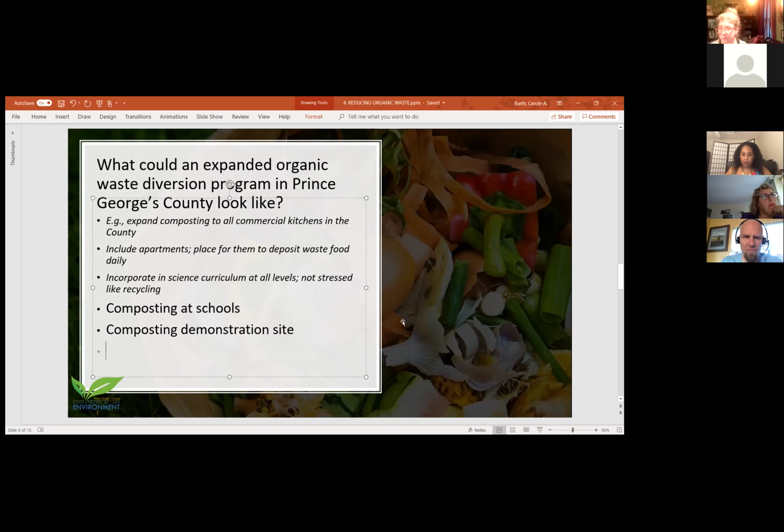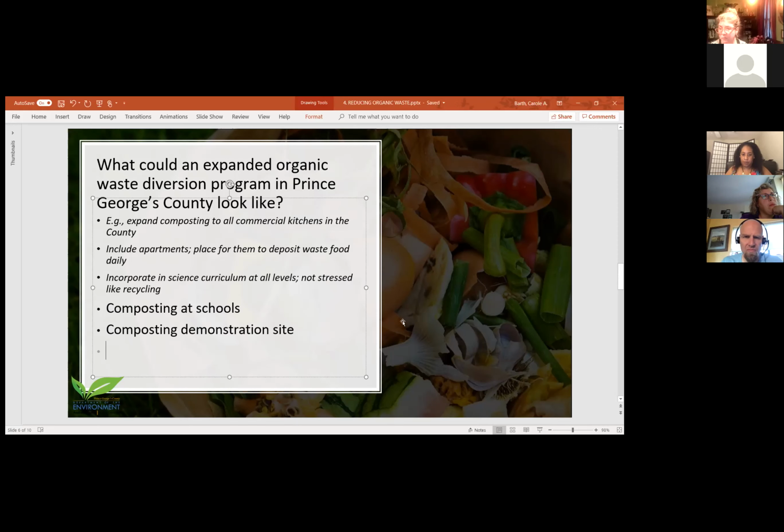And finally, to cap it all, a commitment to ban organic waste from the landfill by 2030. That's what I'd like to see on composting. And of course, the commercial entities have to come along because it will be banned in the landfill. So they're going to have to do this. They'll have their own incentives to increase organic composting.